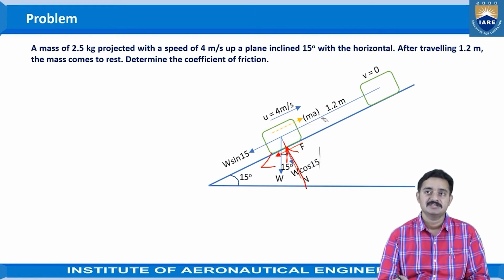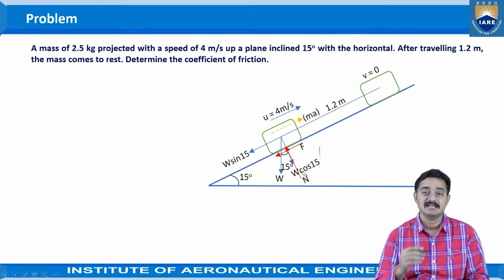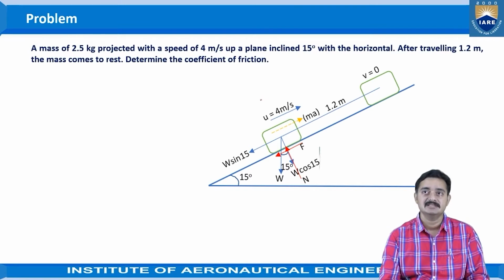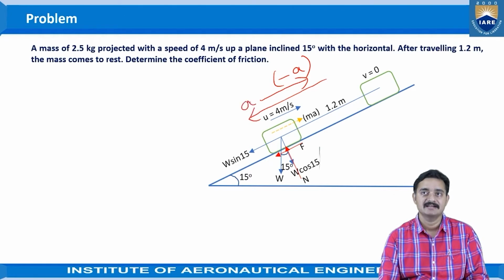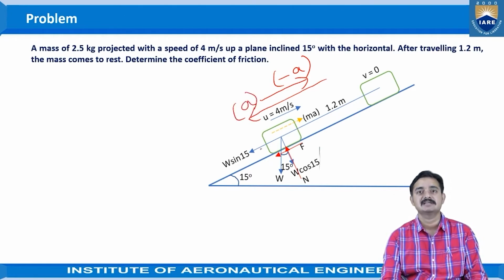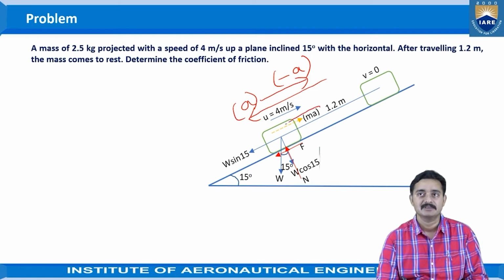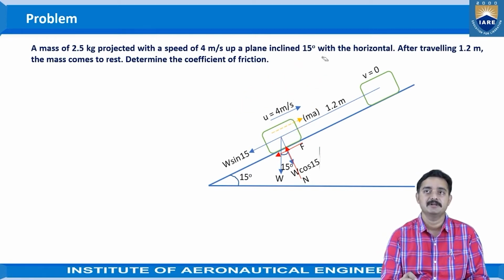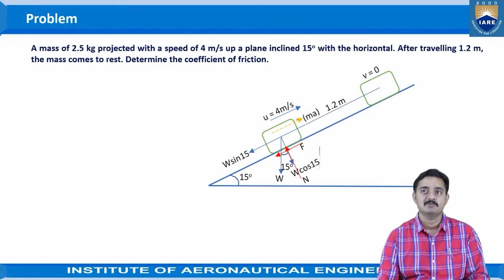Then coming to the inertia force, what is happening here? As we have discussed in the section on deceleration of the object and inertia force, this mass is decelerating. That means in this direction there is negative acceleration, so acceleration is towards the left hand side. That's the reason the inertia force will be towards the right hand side, that means up the plane. That is how the free body diagram is drawn.